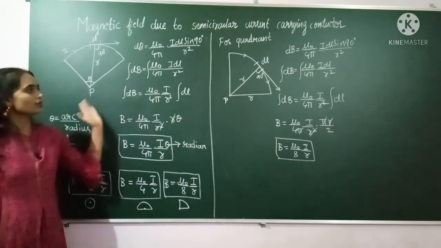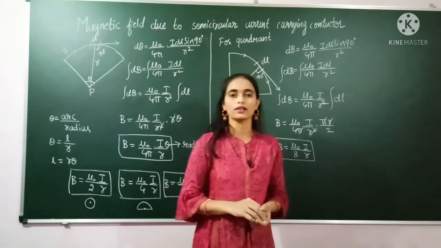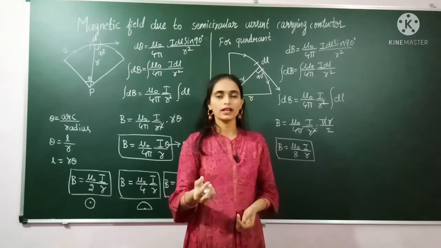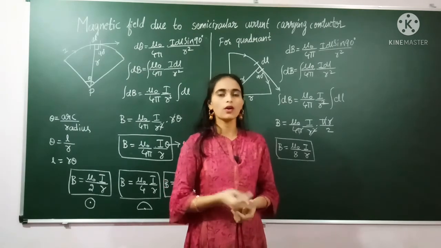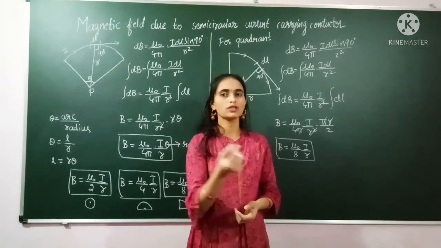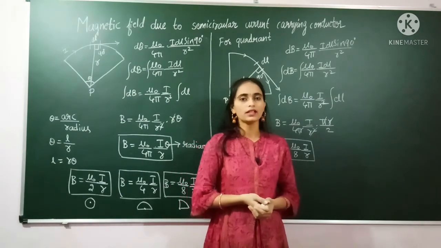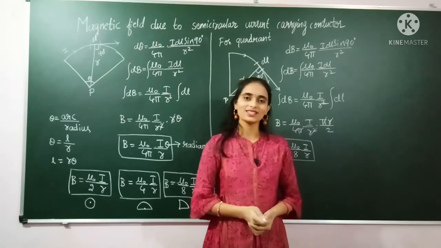So this is all about the magnetic field due to a semicircle, quadrant, and the general arc. In the next video we are going to study, for any coil, if the current is flowing, how much magnetic field will be generated at a point on the axis. That we are going to study in the next video. So stay tuned.